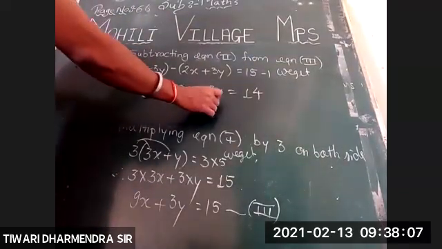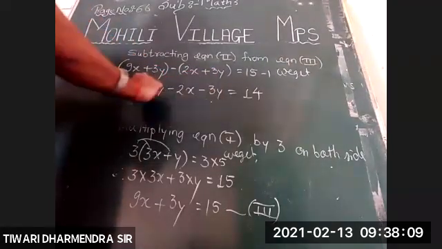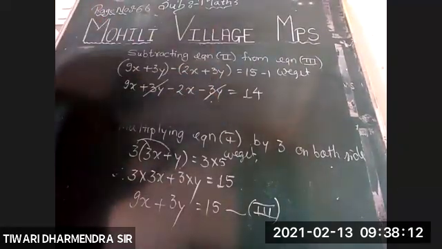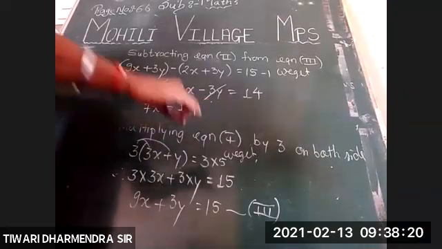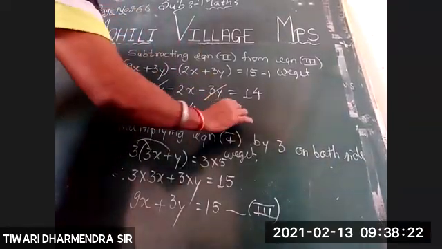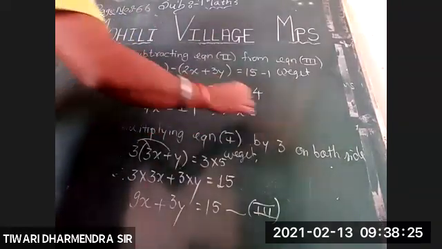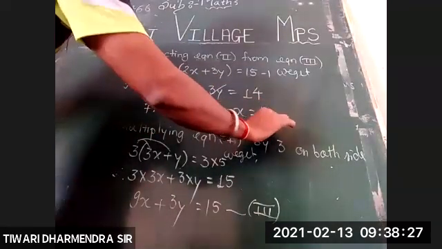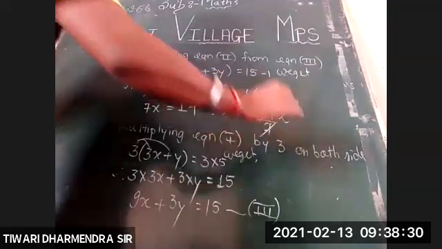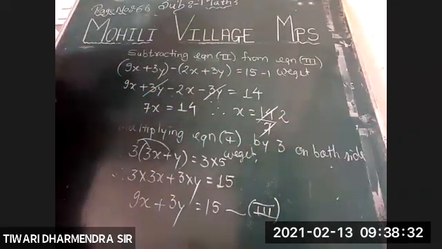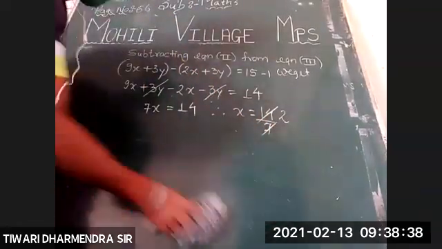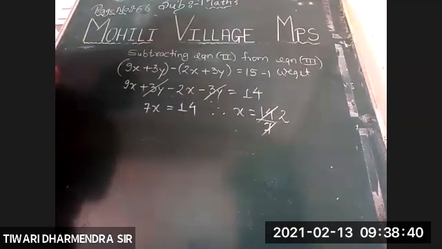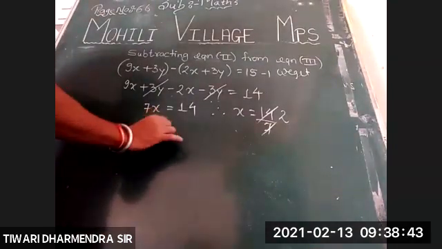So you can see y having a coefficient 3 with opposite sign, so it gets cancelled. Or you can say 0y remains. So 9x minus 2x is 7x is equal to 14. So therefore, x is equal to, taking 7 to the right hand side, in the form of division, 14 divided by 7. I got the value of x as 2. So therefore, x is equal to 2.